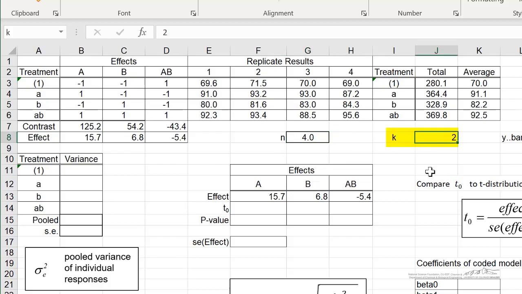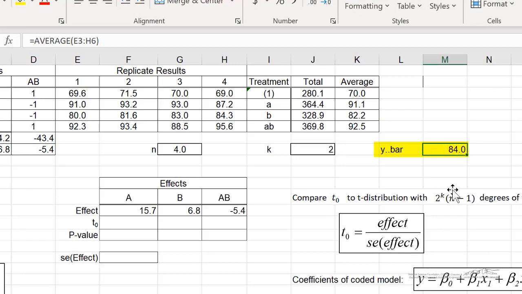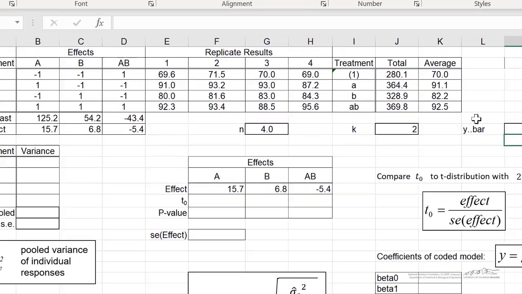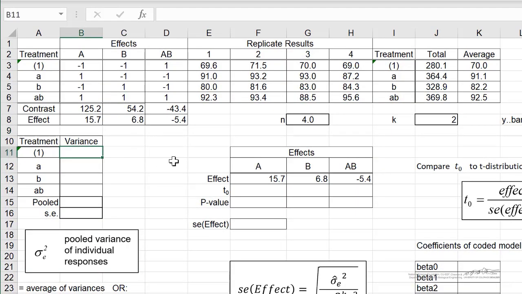We've got k. This is the number of factors, and that's 2. I also over here have a y dot dot bar, and that's simply the average of all of our replicates because we're going to need that here in a little bit. Let's go ahead and first calculate the variance of each of our treatments.